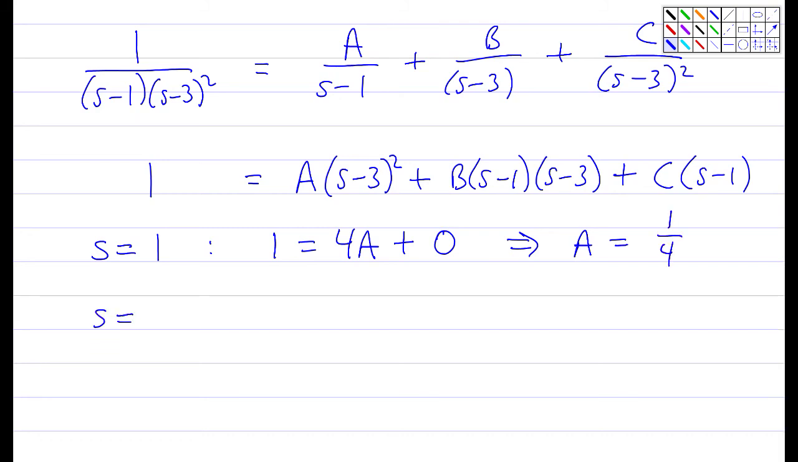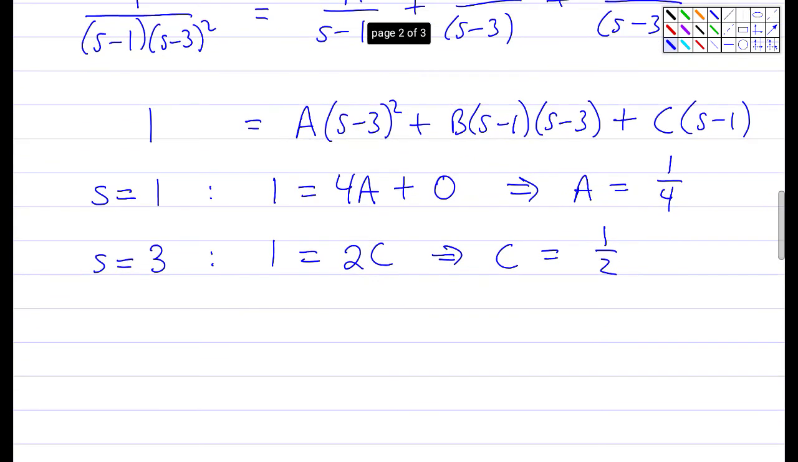Let's plug in a equals, what should I plug in? Yes, that is totally right, 3. Why do we do that? To get rid of everything within s minus 3. This disappears, this disappears, this stays around, and it's actually just equal to 2c. Therefore, c is equal to 1/2.